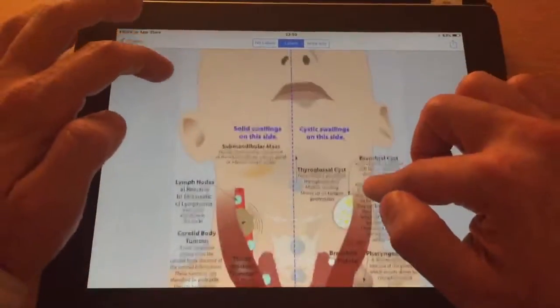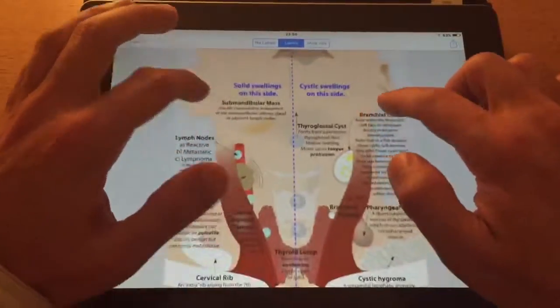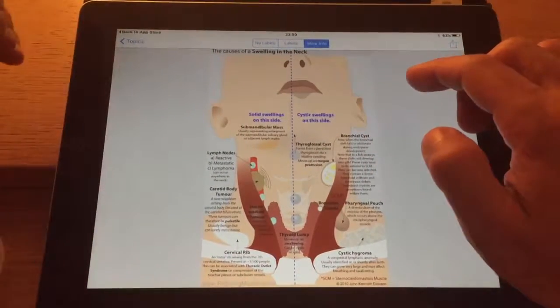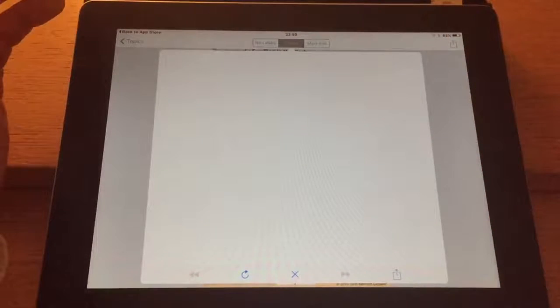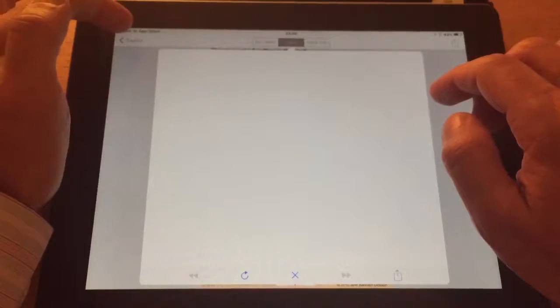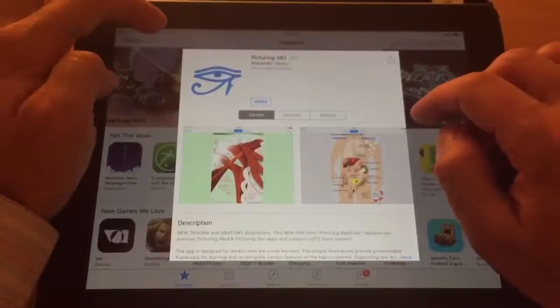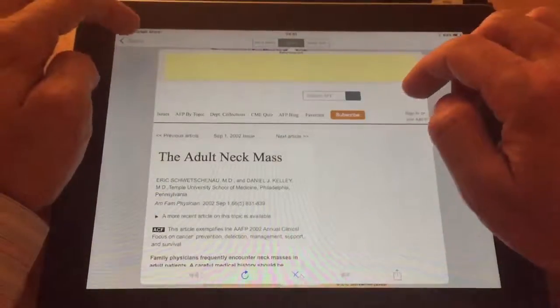And I try to sort of group them. So here we've got solid swellings on one side and cystic swellings on the other, for example. And then there's more information. If you click on there, it takes you to more information through internet services on that specific topic in question. So we won't do that for now. But yeah, so essentially that's what the app is all about.